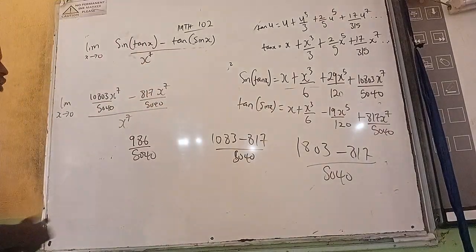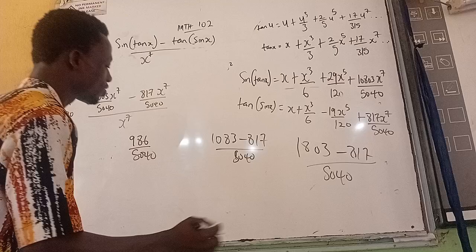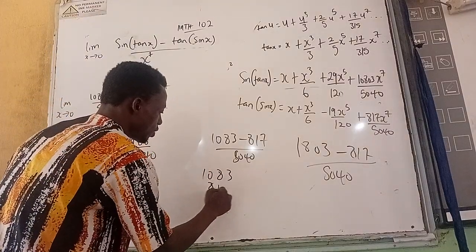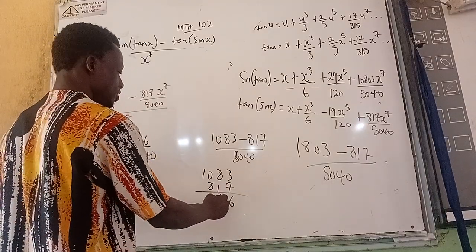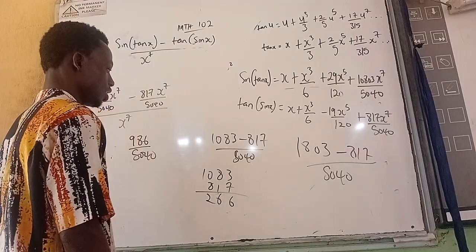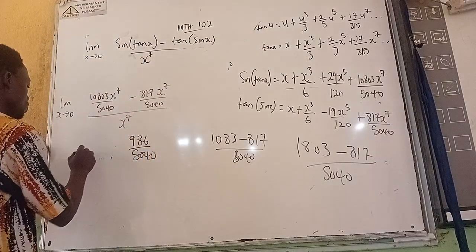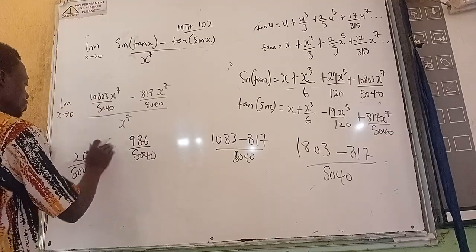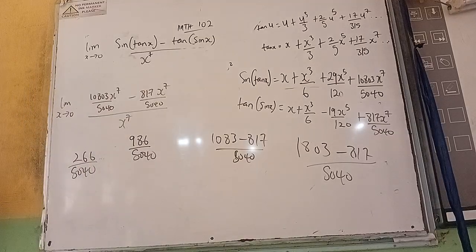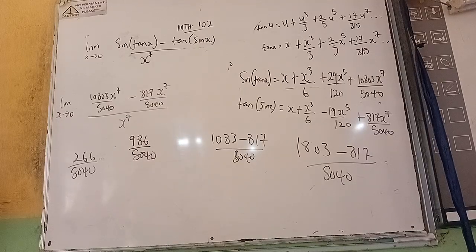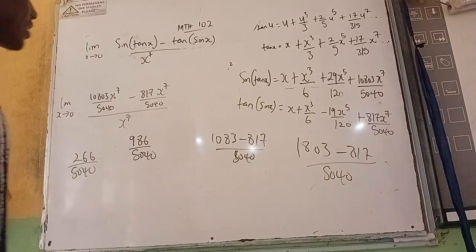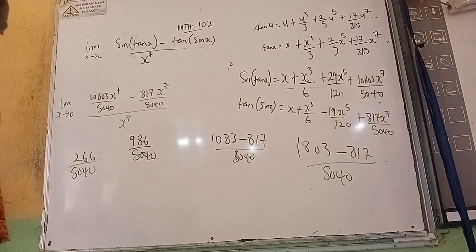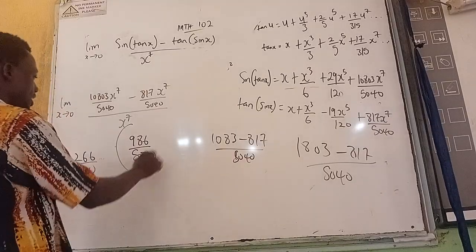They are very important. So here we have 1083 minus 817. What is going to give us? 1083, 817. What is 13? So we have 6. We have 6. We have 2. So this one is 266 over 5040. So which of these two will give us 1 over 30? I don't think there is any. Times 30. Yeah, I don't think there is any. I think both are very, very big than 1 over 30. But either this or this is my answer.